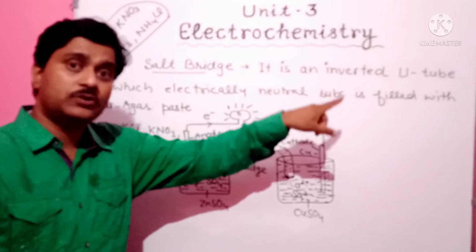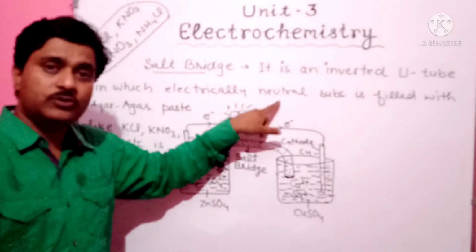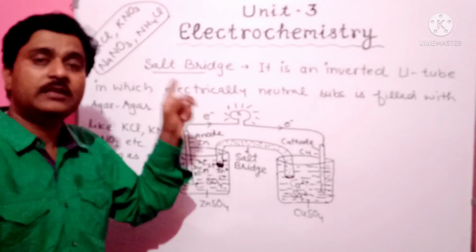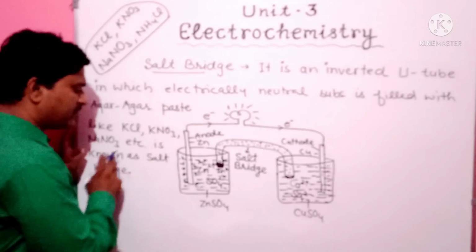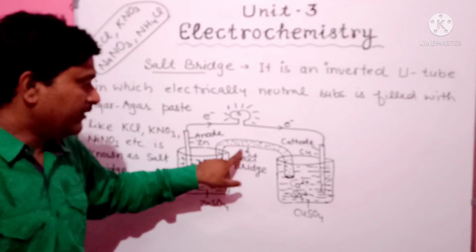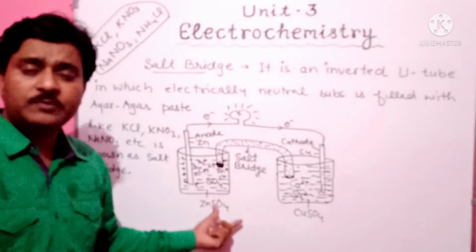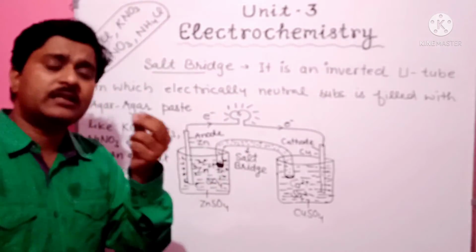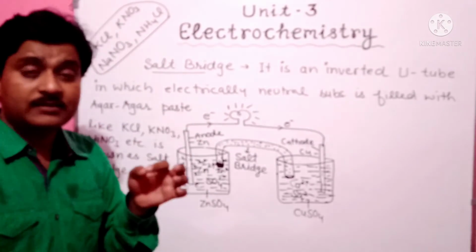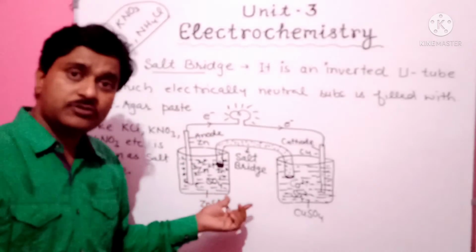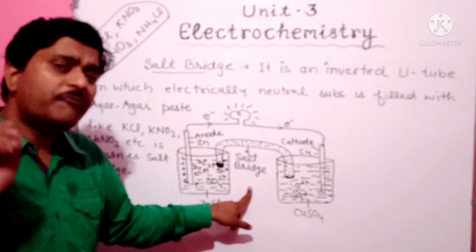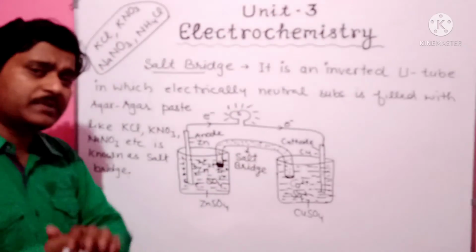It is an inverted U-tube in which electrically neutral substance is filled, like KCl, KNO3, NaNO3, NH4Cl, etc. This is the salt bridge here. If we remove the salt bridge from the galvanic cell, it stops working after a few minutes. It doesn't work continuously. We want our cell to work continuously, then we have to add that salt bridge.